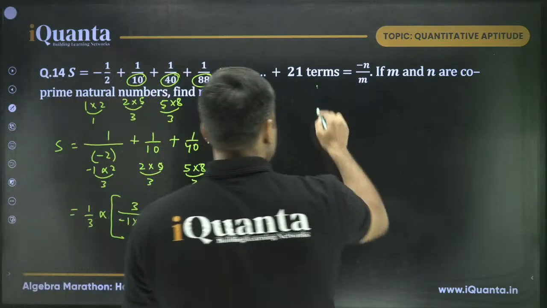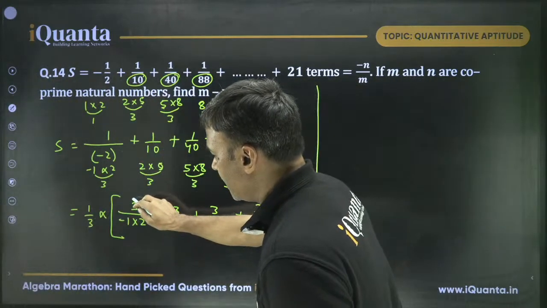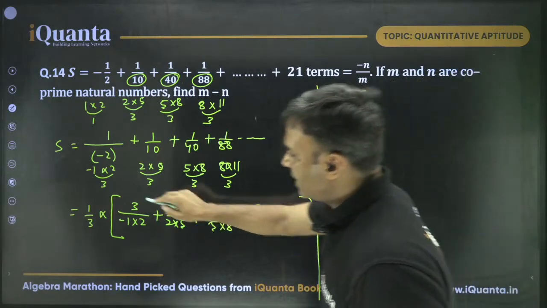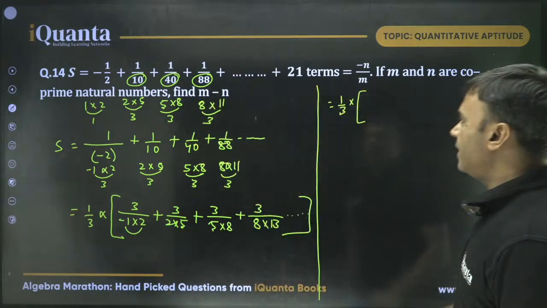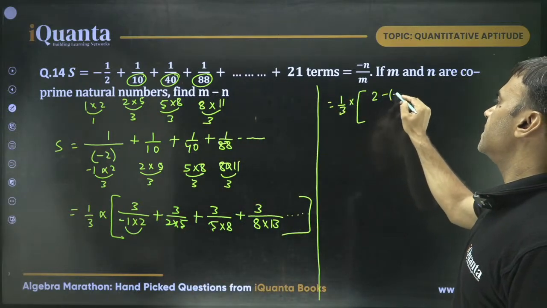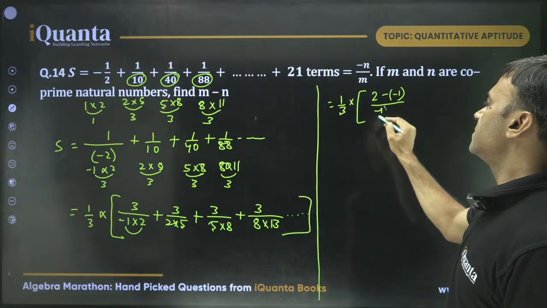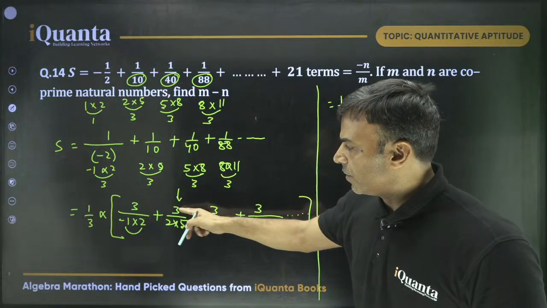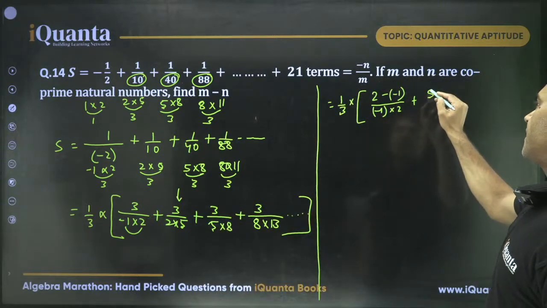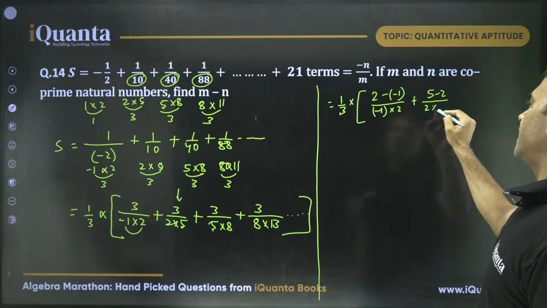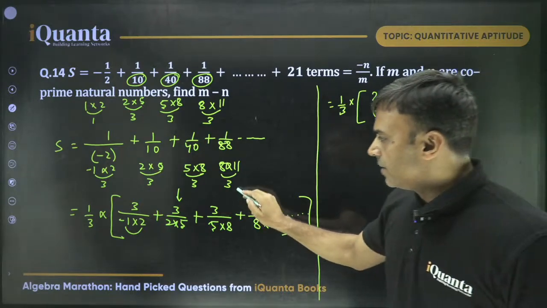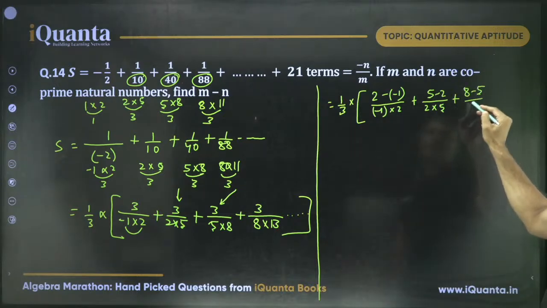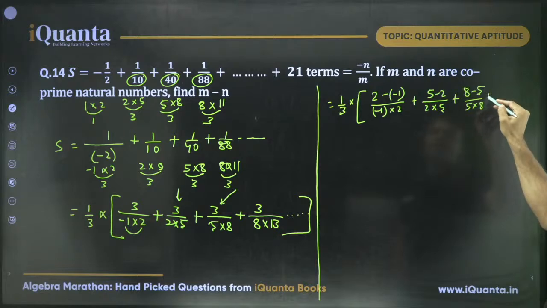Now, in every term, this 3 numerator वाला, so बाहर तो हमारे पास 1 by 3 है. Inside, this 3 is the difference of these two. So can I write it as 2 minus minus 1, divide by minus 1 into 2 plus. Look at this 3. ये वाला 3 को देखो. That 3, can I write it as 5 minus 2, divide by 2 into 5. Look at the next one. ये वाला. This 3 can be written as 8 minus 5 divided by 5 into 8 and so on.